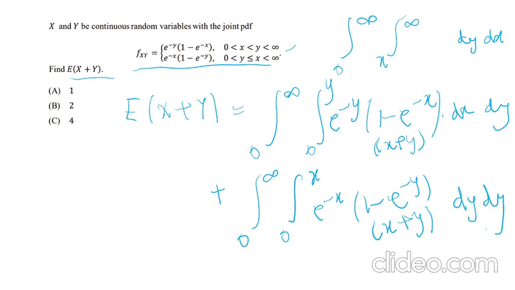Now you can see that in the first and second there is just a change of variables x and y. We are just putting y in place of x and x in place of y, nothing else. So if we do the integration of the first one, it will be equal to the integration of the second one also. So we will just do it for the first one, and then take 2 times, and that will be the answer. So for the first one, we will do the integration.